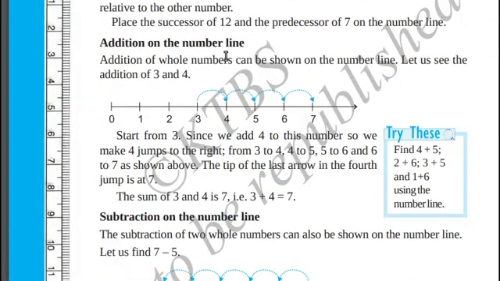Addition on the number line. Addition of whole numbers can be shown on the number line. Let us see the addition of 3 and 4. We can take 3 as the reference number and add 4 to it. 1, 2, 3, 4. The reference number is 3. The number that we are going to add is 4. When we add these two numbers, we end up with 7. 3 plus 4 is equal to 7.